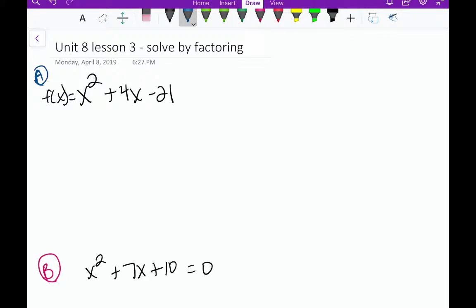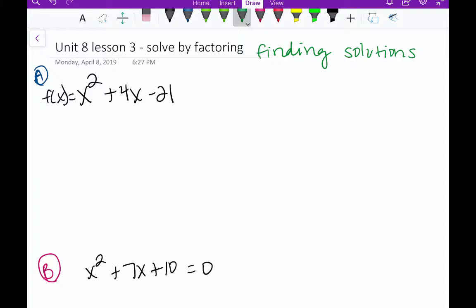This is the video for Algebra Unit 8, Lesson 3. We're going to solve quadratics by factoring. And when I say solve, I am talking about finding the solutions. And remember, the solutions are the x-intercepts, which we also call the zeros, which we also call the roots. So all of those are interchangeable.